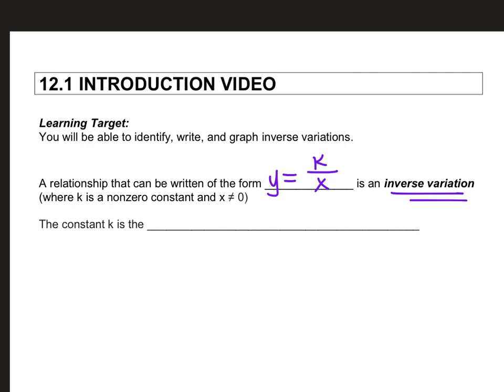The constant k is what we call the constant of variation.